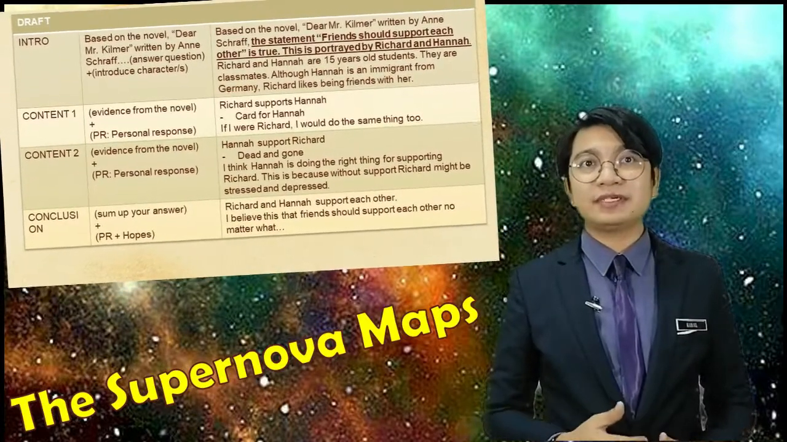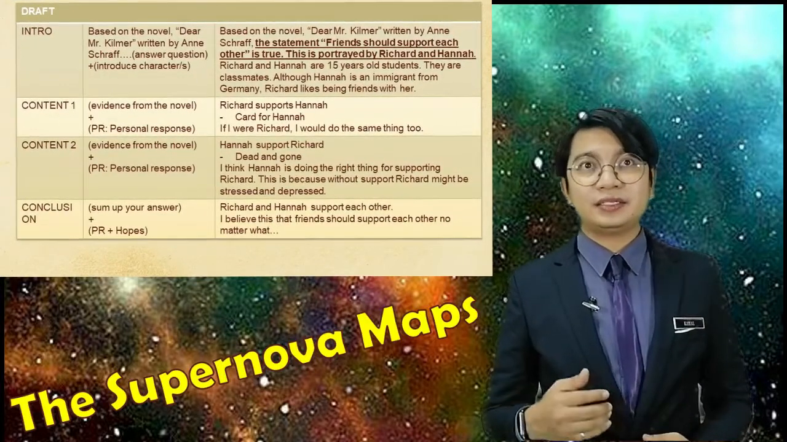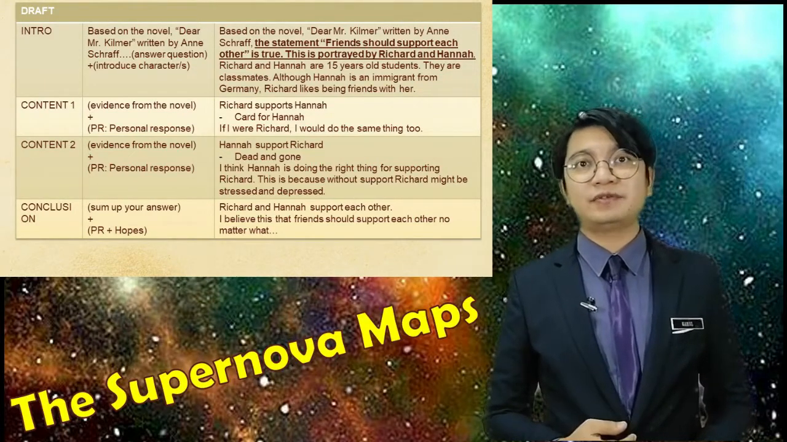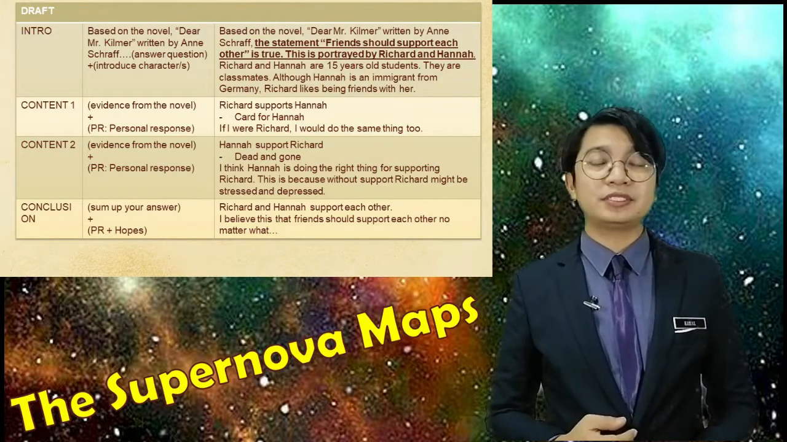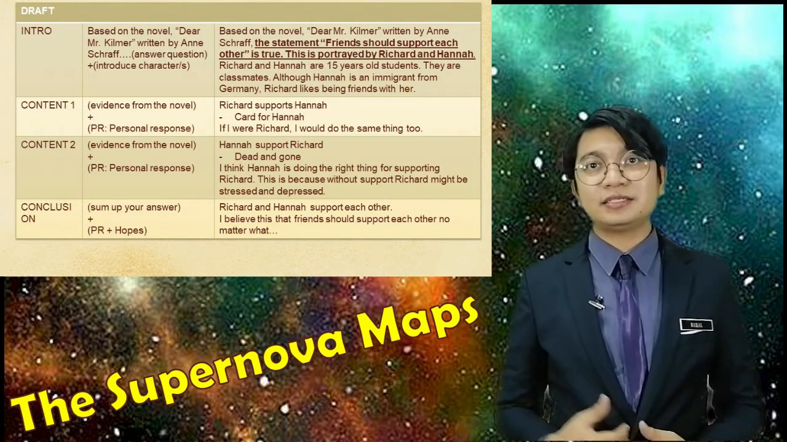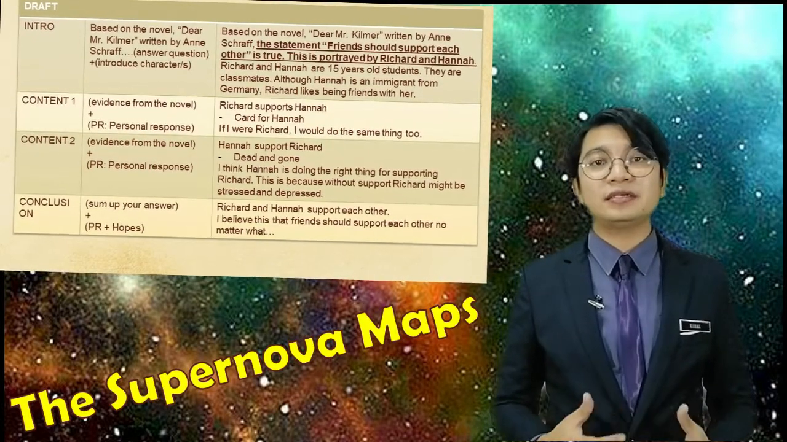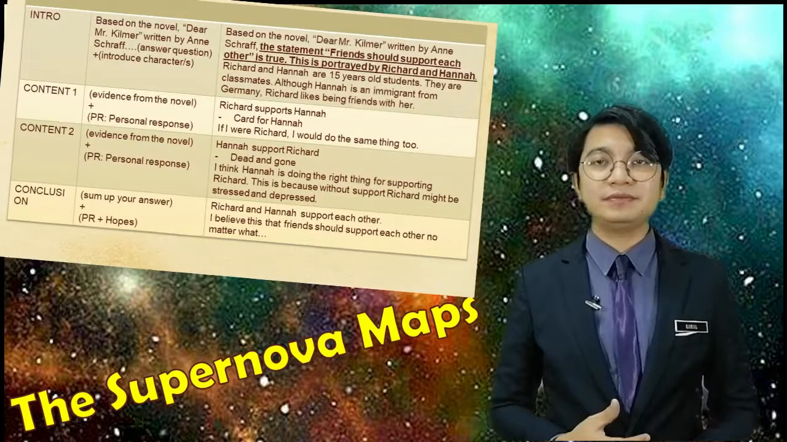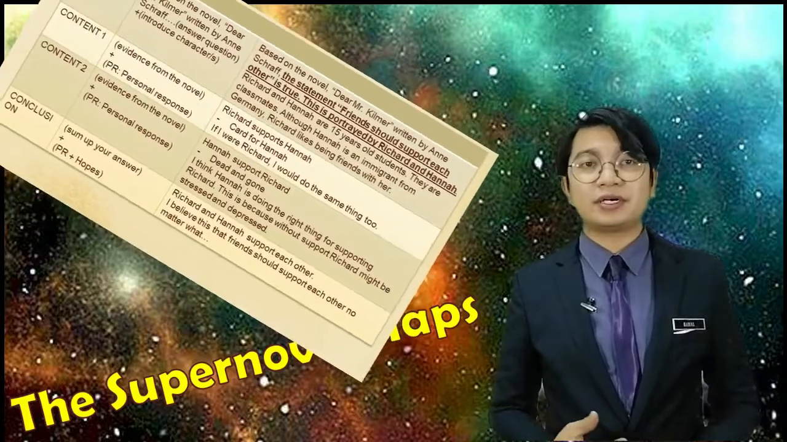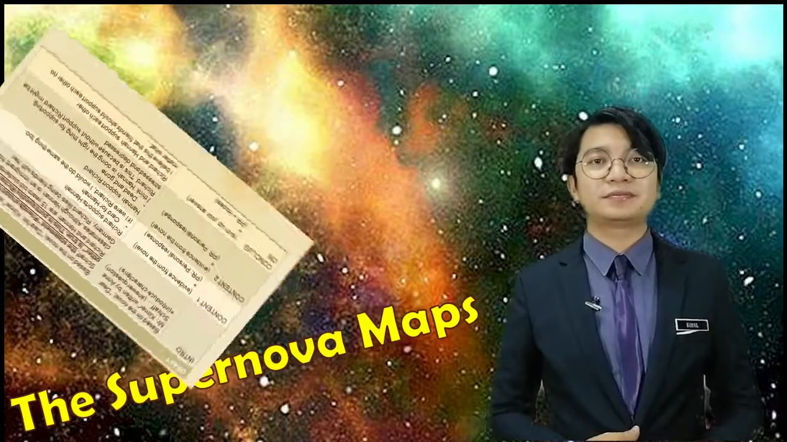For content 1, it's given by comparing ourselves with the character. In the content, we talk about how Richard signs the card although the bullies are threatening everyone. So for personal response, we can tell whether we would do the same things. For example, it's as given in the table. In the second content, since we are talking about how Hannah supports Richard when he is sad and grieving because of Mr. Kilmer's death, we can tell whether we think it is right for Hannah to do that. You can see the example in the table.